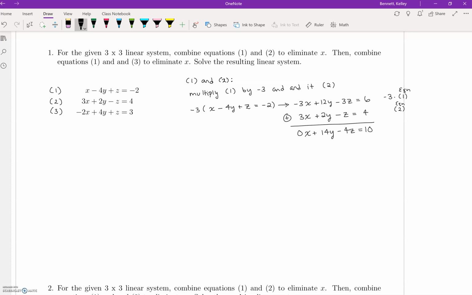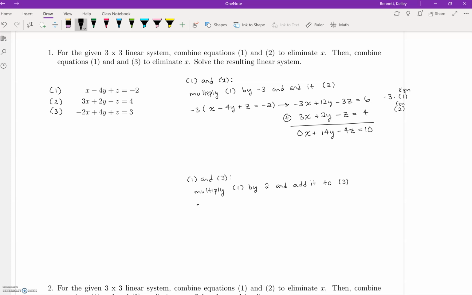The other thing I need to do is combine 1 and 3. And I also would still like to eliminate x. The reason why is that if I can get another equation in just y and z, then I'm set. I can go ahead and solve for y and z, and then I'll use those values to back solve for x. So if I wanted to eliminate x, I think what I would do is multiply the first equation by +2, and add it to the third equation.